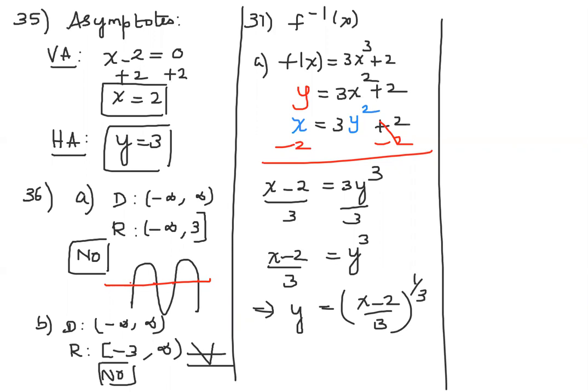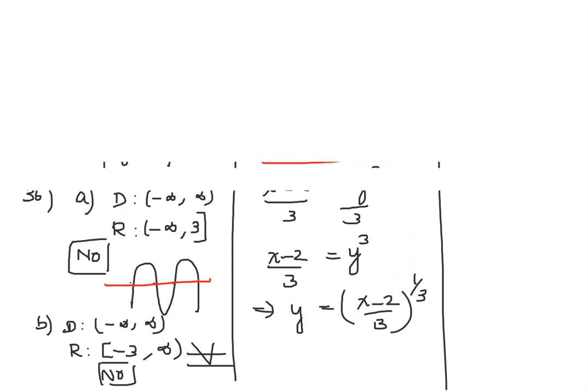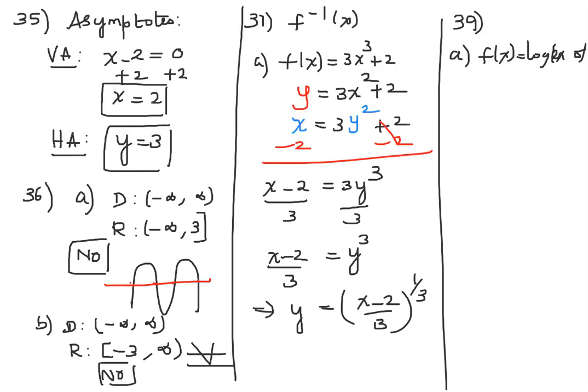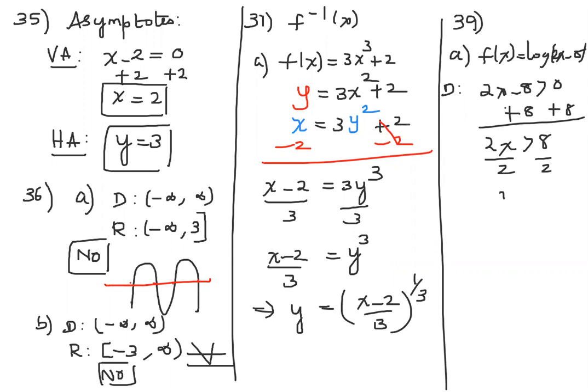And then number 39, I'm doing only one part. Number 39, find the vertical asymptote and domain. So I'm doing a, f of x equals log of 2x minus 8. To find the domain, 2x minus 8 should be greater than 0. Solve for x. So you get 2x is greater than 8. Divide by 2. So x is greater than 4. That means 4 to infinity is the domain.